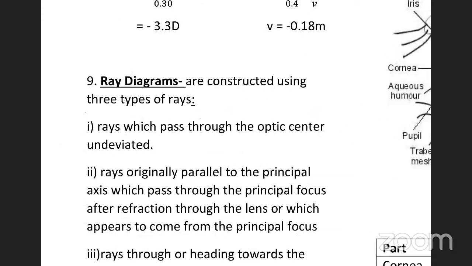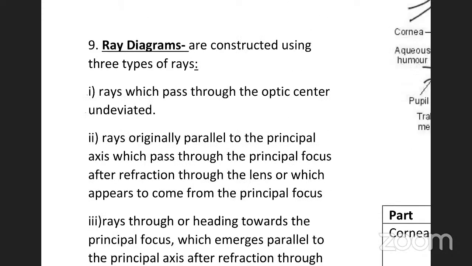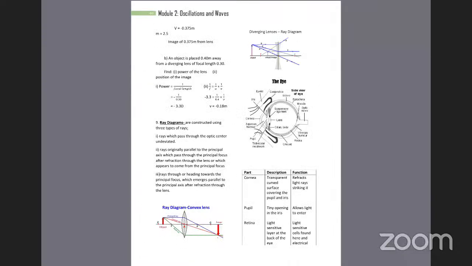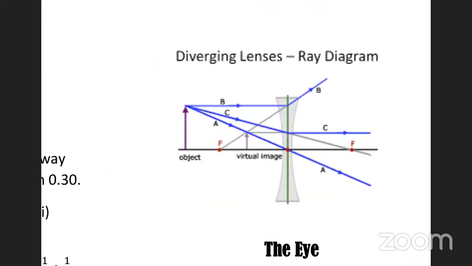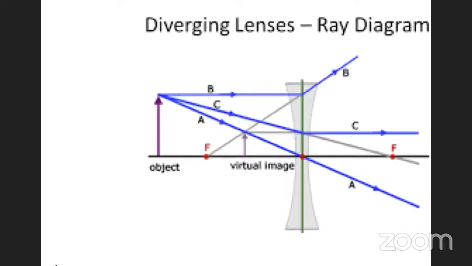So ray diagrams are constructed. There are 3 types of rays, right? And we talked about this already, right? This is where you come up with the ray diagram. You draw one parallel to the axis through the focal point, one through the center, and so on. Okay, here's an example of where the divergent lens produces something virtual.